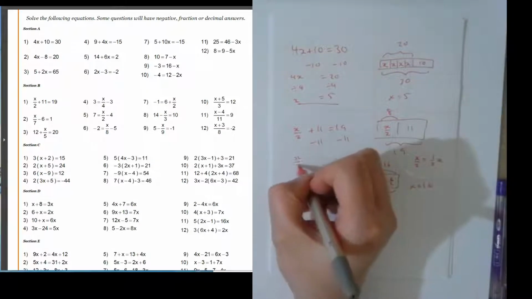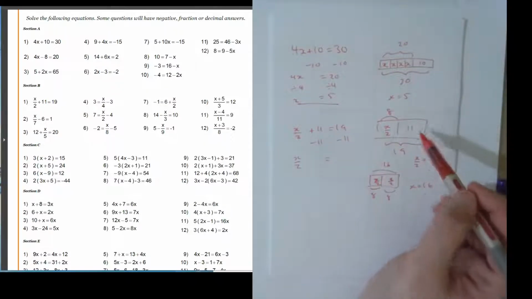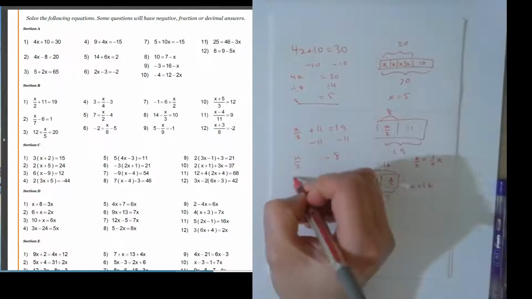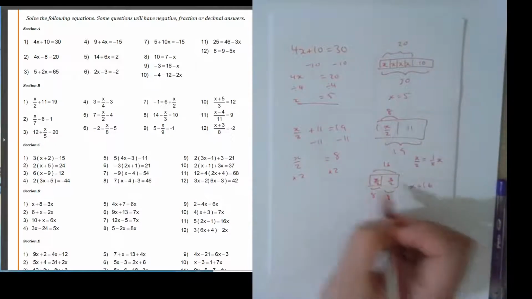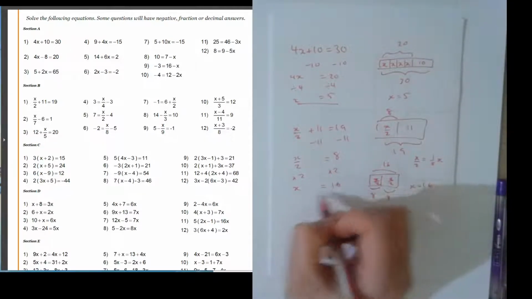You just need to make sure you're writing down what you're doing in each stage. So I take away the 11 first, I'm left with 8. I then need to multiply by 2, because that's what I've done. x equals 16.